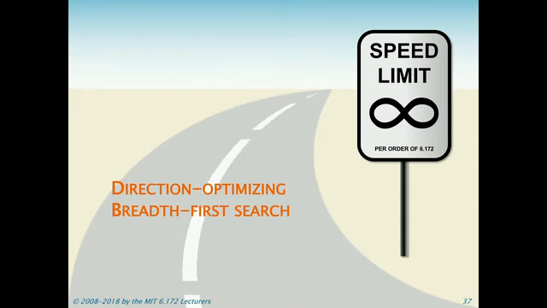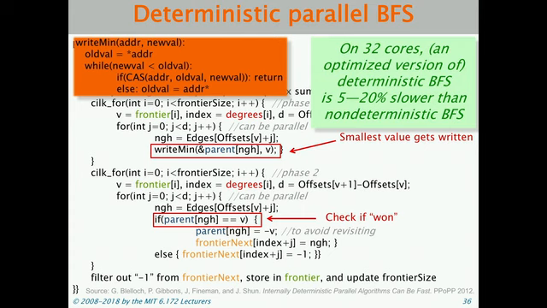So I implemented an optimized version of this deterministic parallel BFS code and compared it to the non-deterministic version. And it turns out on 32 cores, it's only a little bit slower than the non-deterministic version. So it's about 5 to 20% slower on a range of different input graphs. So this is a pretty small price to pay for determinism. And you get many nice benefits, such as ease of debugging and ease of reasoning about the performance of your code.